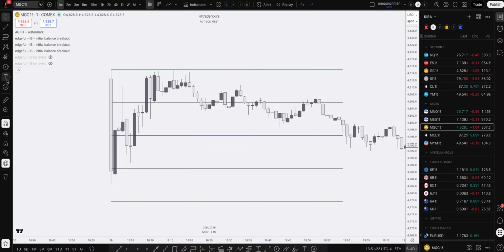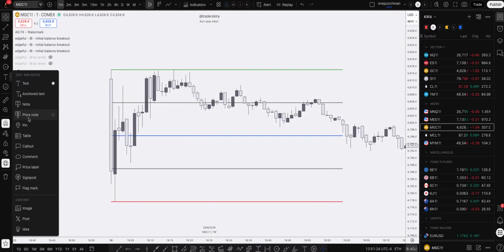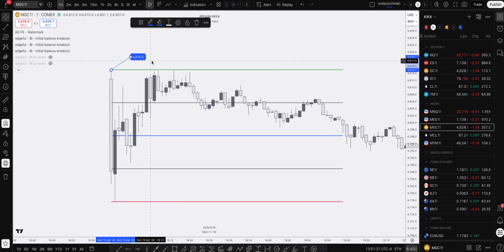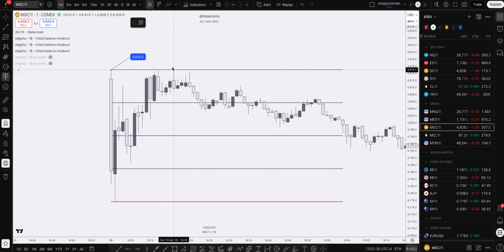That's not it. Thought it was there. Oh, here it is. Price note. So let's attach that. So it's showing us 48.15. What's this one showing us?